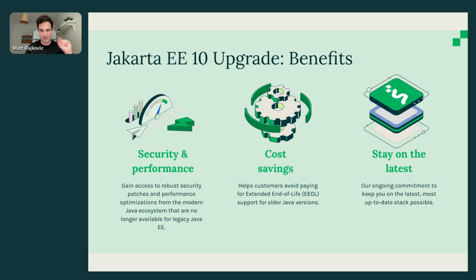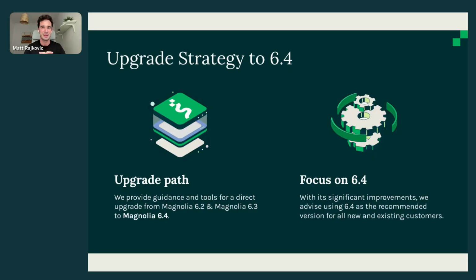The second topic we will look at as part of this stream is the upgrade strategy. So how you can actually upgrade to 6.4 from your Magnolia 6.2 and 6.3. First of all, I just mentioned it, but the upgrade path, we made it easy to upgrade from both 6.2 and 6.3 to 6.4. We also encourage you to focus on 6.4 because we have really significant improvements when it comes to technology stack, and at the same time, plenty of features. So that's definitely the version that we encourage you to be on going forward.